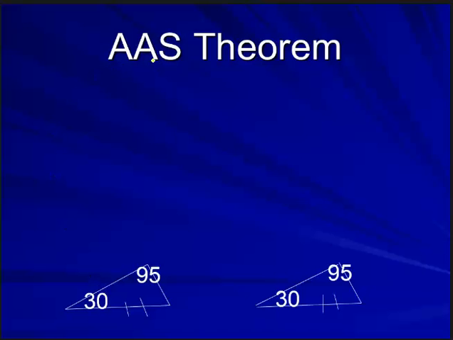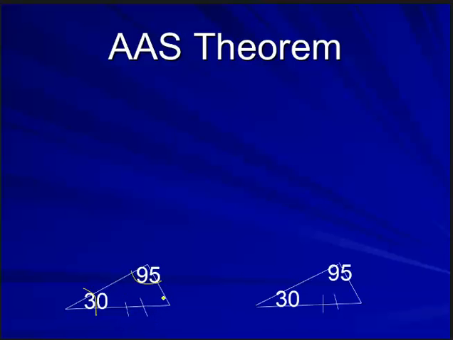Angle, angle, side. Yes, the positioning is important. This time we have two angles. It could be any two angles in our triangle. But the side cannot be between the two angles. It has to be one of these other sides here. For this example, we've chosen this bottom side here to be marked.